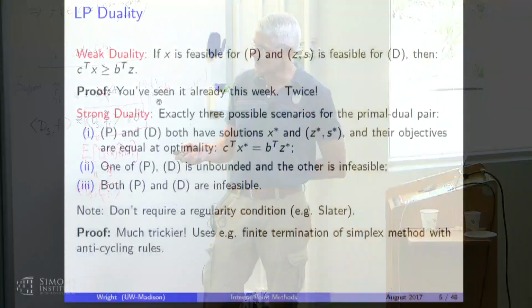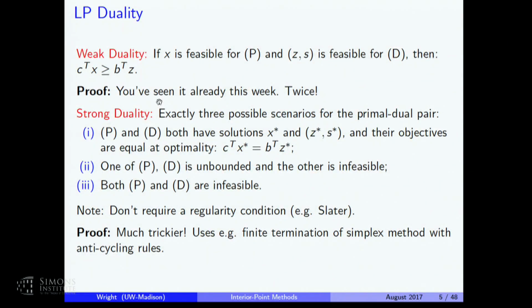Okay, strong duality. This is a very powerful theorem. This says that if you consider the primal and dual pair, exactly one of these three things is true. The first thing that's possibly true is that they both have solutions, the primal and the dual, and at optimality, their objectives are equal. Okay? That's the first possibility.